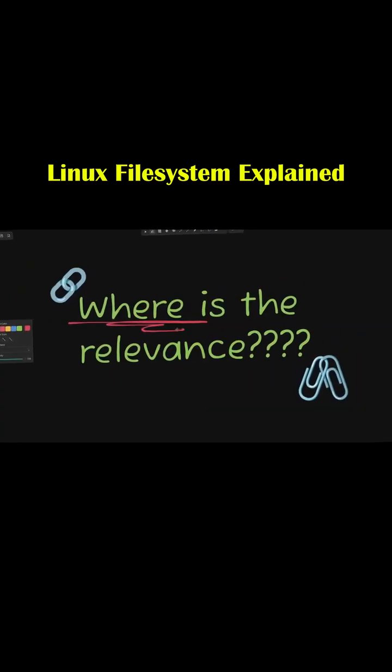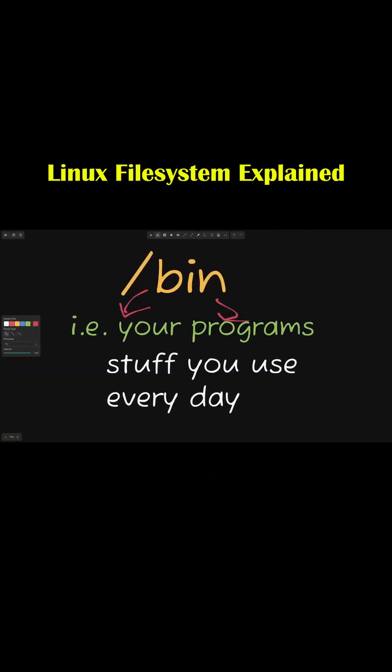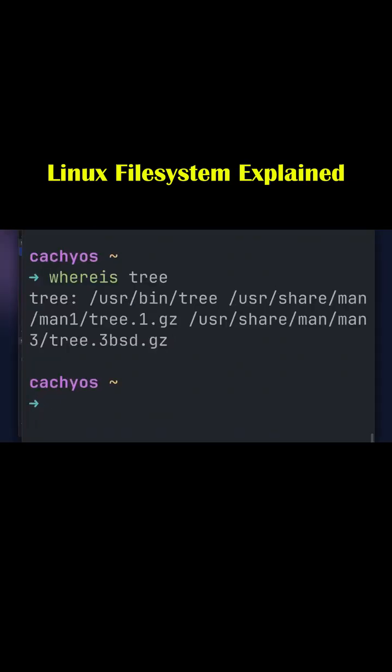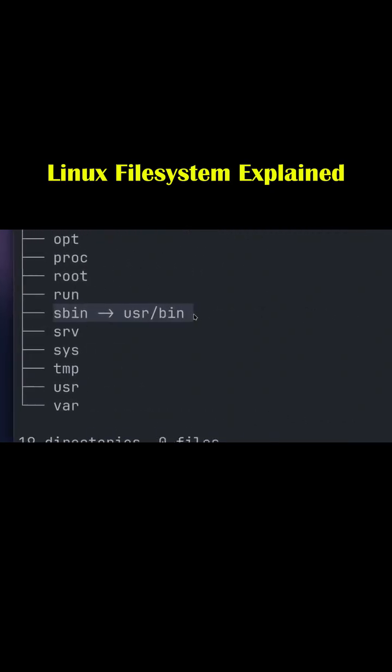Okay, but how does this link with the Linux file system, I hear you ask? Well, this directory contains all of your programs that you use on a daily basis. So this command that I ran here is just stored in the bin or binaries directory. Now, if you have a keen eye, you may be wondering, but this says /usr/bin and not /bin. You may also see /sbin.